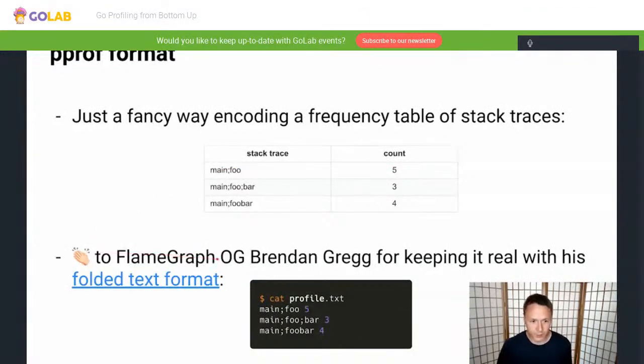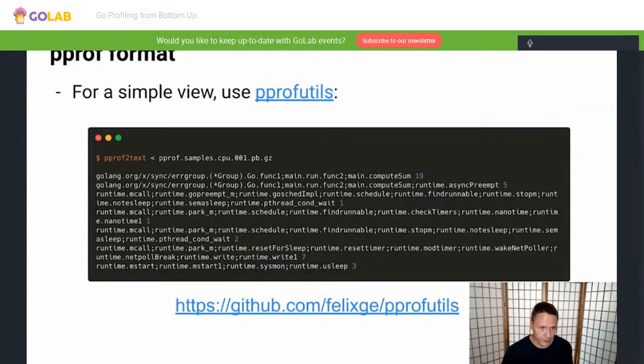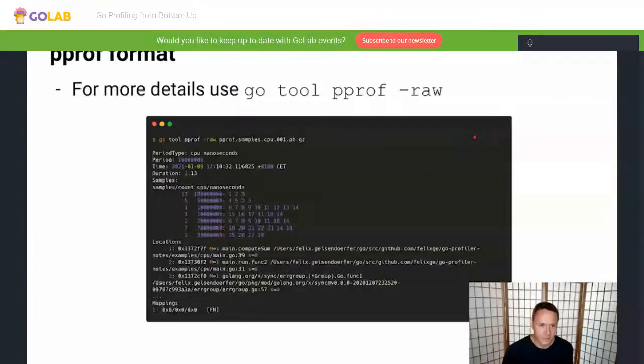At this point, shout out to Brendan Gregg for having a much simpler format called the folded text format that basically just looks like this frequency table above here. It doesn't support file names and line numbers and stuff, but I really admire simplicity like this in our industry where everything else is just getting more and more complicated by the day. In fact, I like Brendan Gregg's format so much that I wrote a little program called pprof to text. So you can take a pprof file from Go and get this little text output shown below, which might be useful in some cases.